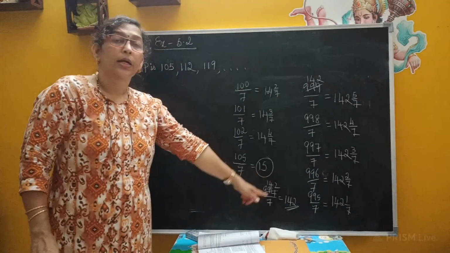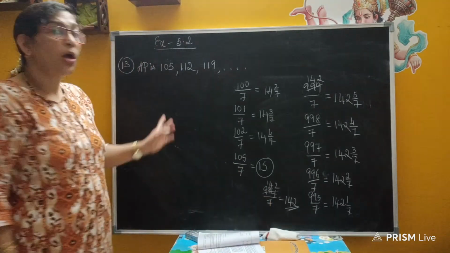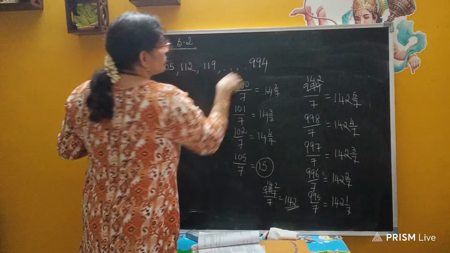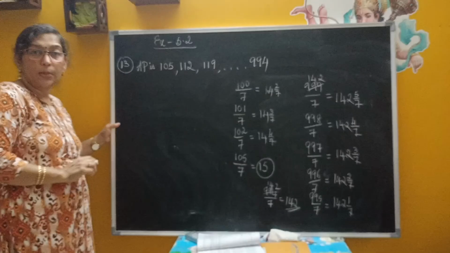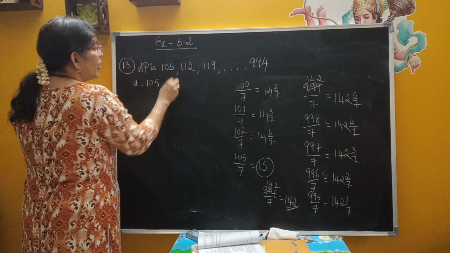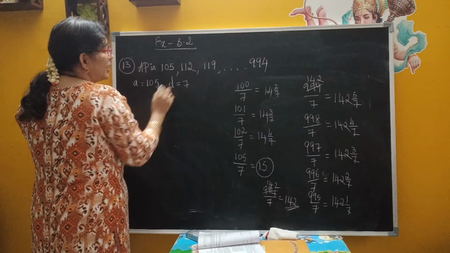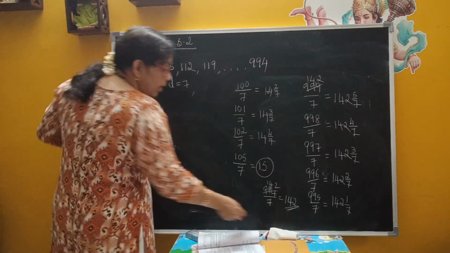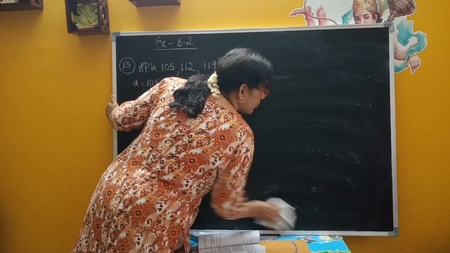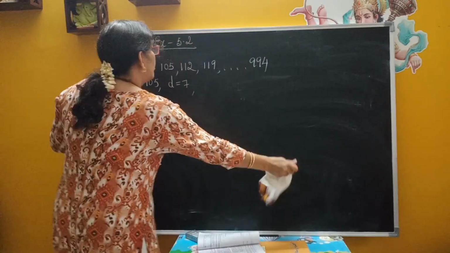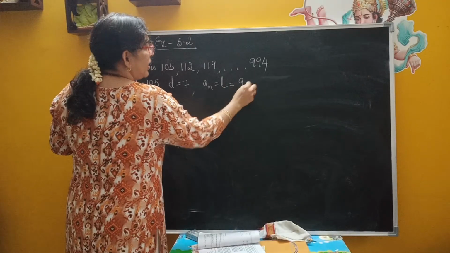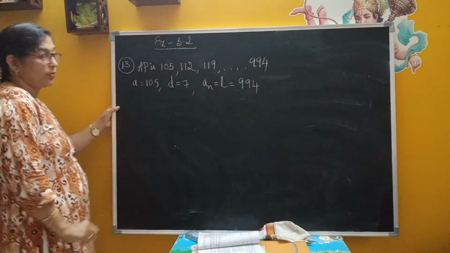So, which is the greatest 3-digit number which is divisible by 7, or which is a multiple of 7? It is 994. Okay, so now we have an AP. First term a is 105. And d is how much? 7. Each time we have added 7. And l or an, how much? It is 994, the last term l. So an is equal to 994.